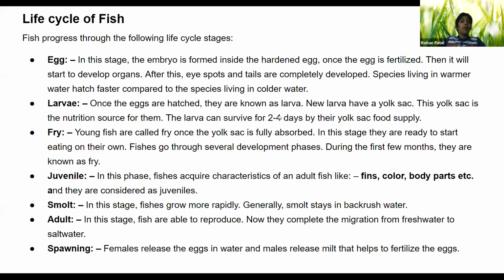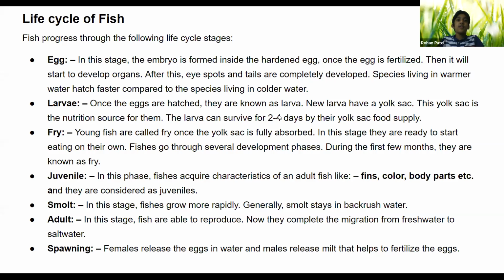Larvae. Once the eggs are hatched, they're known as larvae. They have a yolk sac. The yolk sac is the nutrition source for them. They can survive 2 to 4 days on their yolk sac food supply. Then we have our fry. Young fish are called fry once the yolk sac is fully absorbed. In this stage, they are ready to start eating on their own. They go through several development phases during the first few months.